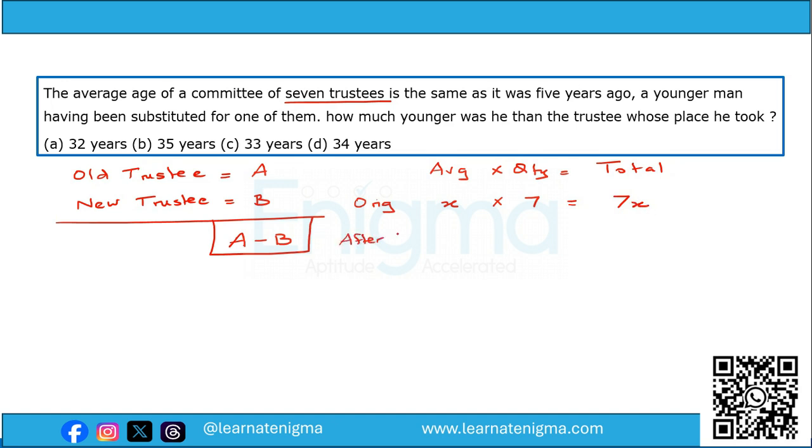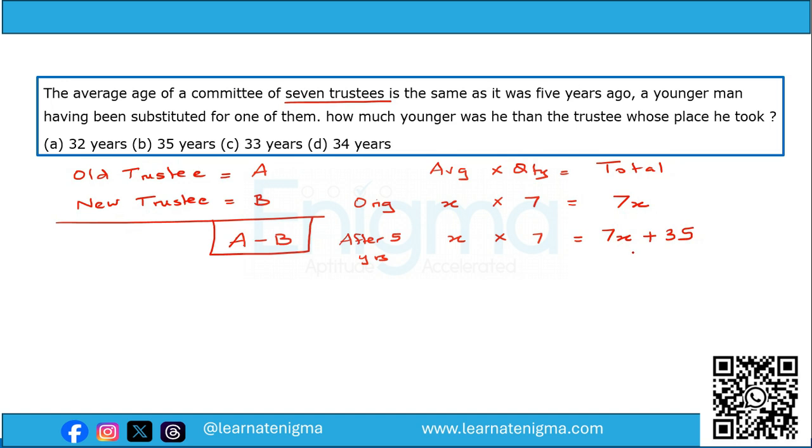Now, after 5 years, the average is still the same, that is x, and the quantity is also the same, that is 7, because the new trustee has replaced the old trustee. But now, obviously, the age must have increased by 5 for each of the 7 trustees. So 7 fives are 35. So 7x plus 35, it must have happened.